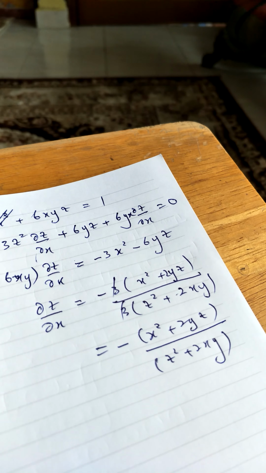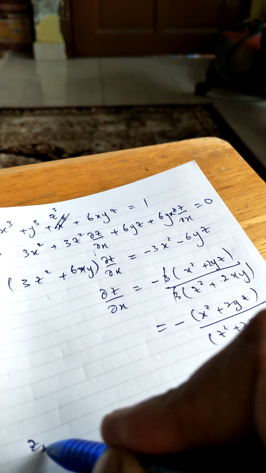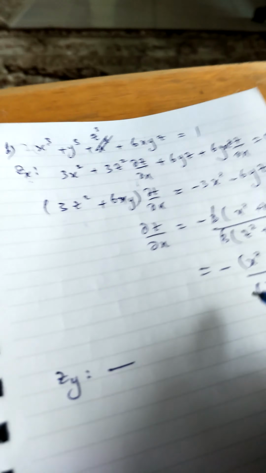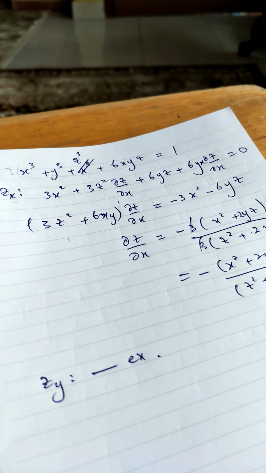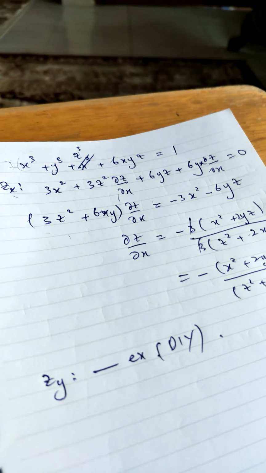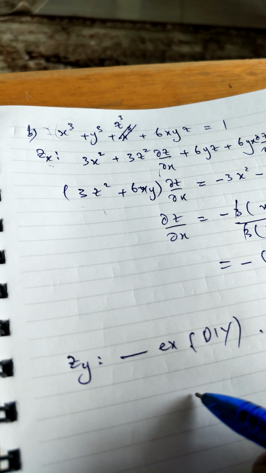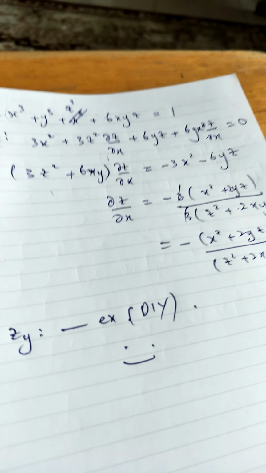Okay. Then for z y, I think you can do this. For z y, I'll just leave this as an exercise to you. Do it yourself. Right, so it's not difficult. Easy. Thank you.